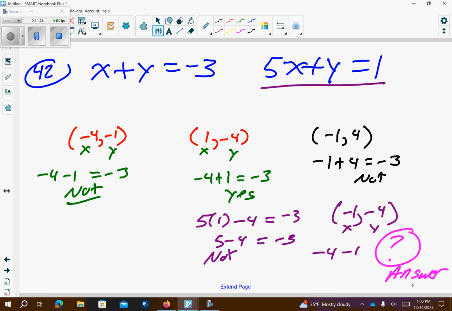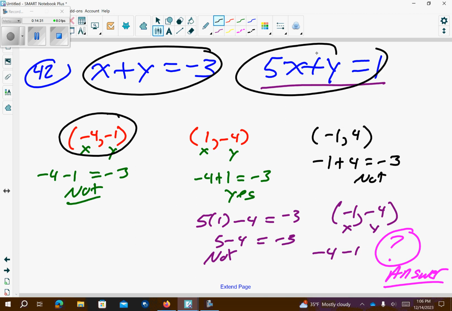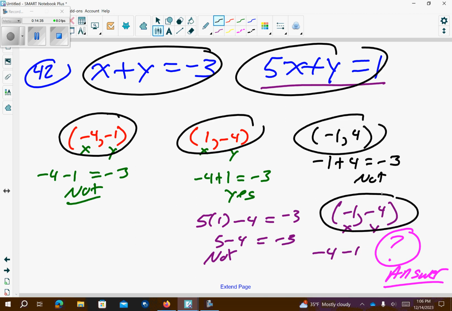But what you do is you go through and make sure they all work. So this one just didn't particularly work. What you want to do on these is make sure you plug the point into both equations, and you do it for all of your points to see which one works. We just made a mistake. This one didn't quite work out the way we wanted.